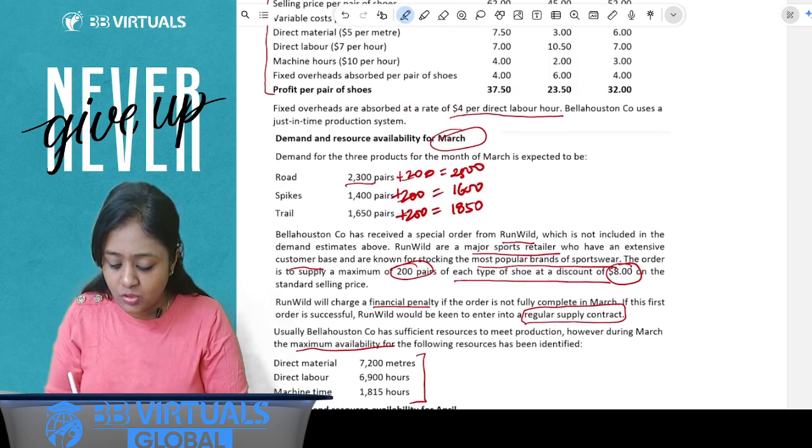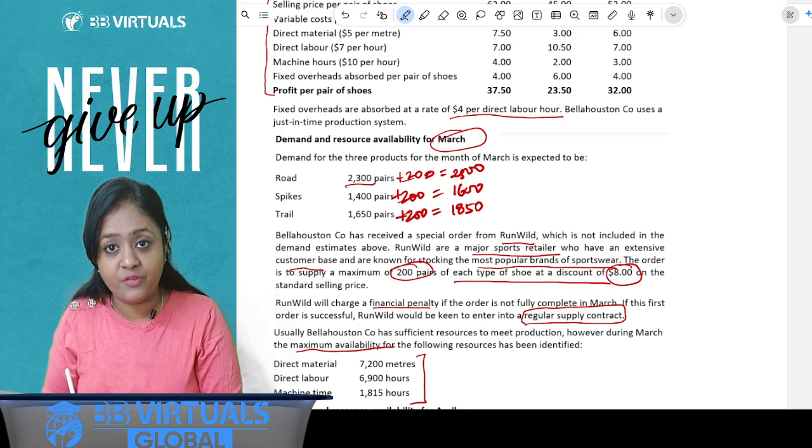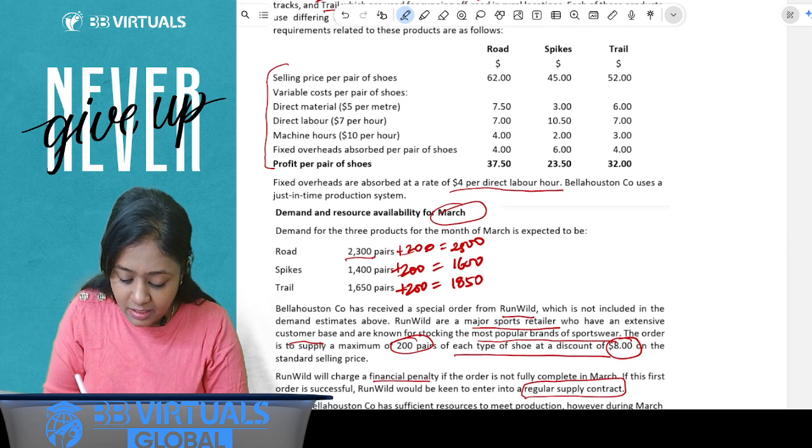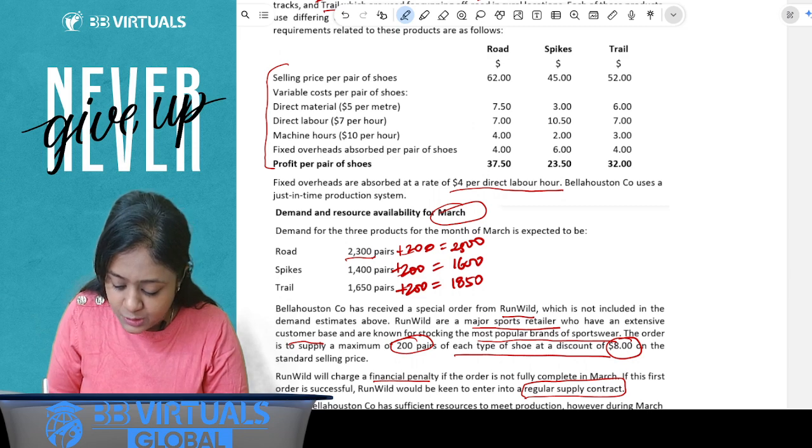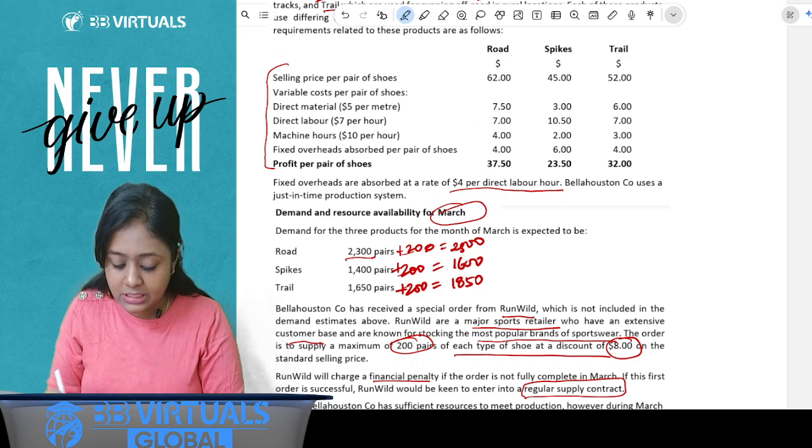Now let's see. The total requirement to manufacture is 2500. In this data, the selling price per pair of shoes is given to me. Variable cost details are given to me.